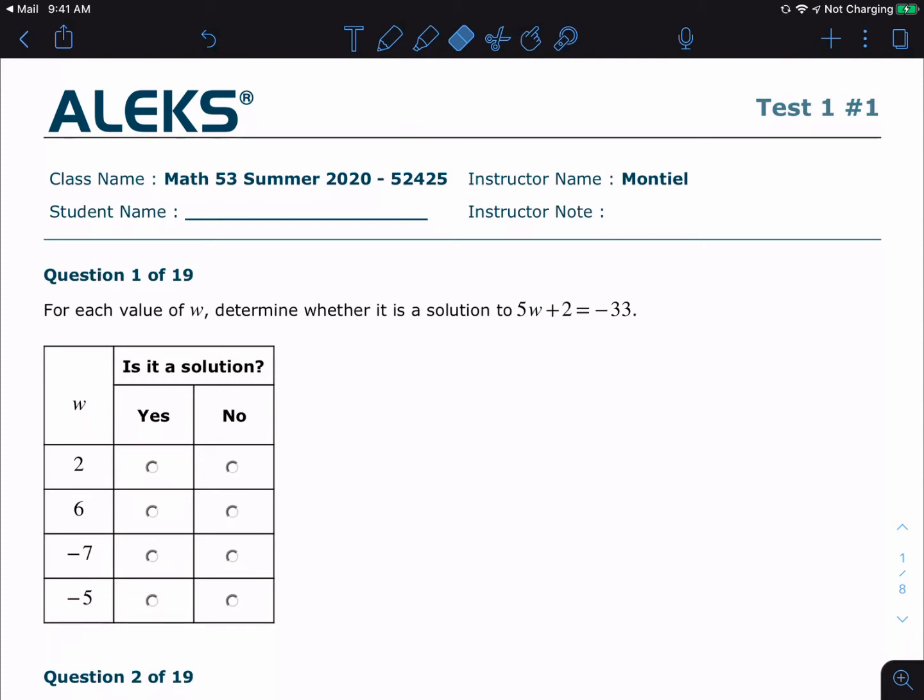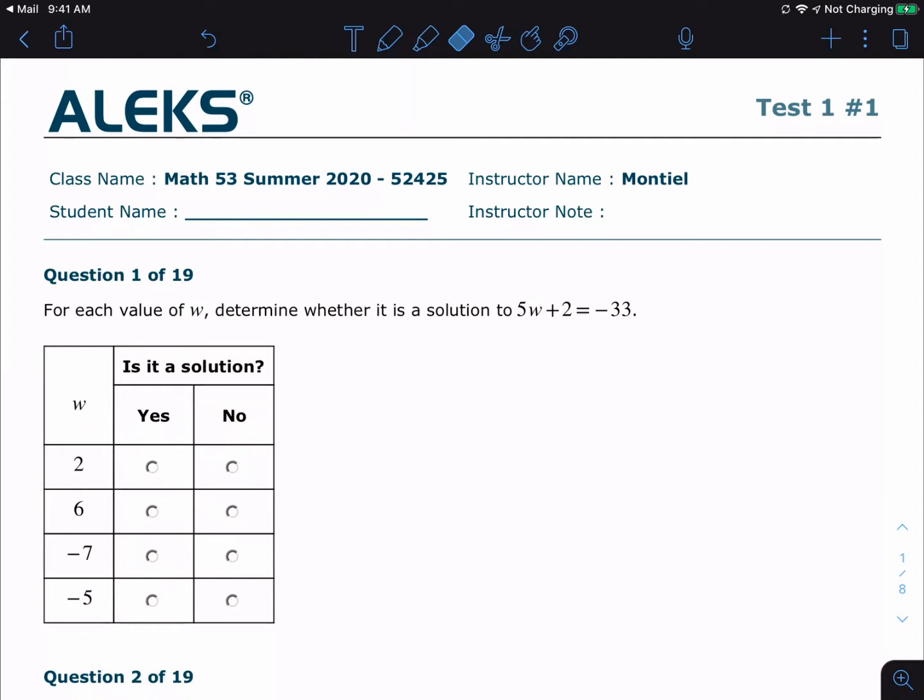Hello class, I wanted to record this for you guys so that you could have an actual exam example. This is one version of what the exam is going to look like, and I wanted to work this out for you so you can see it. Okay, so here it is.